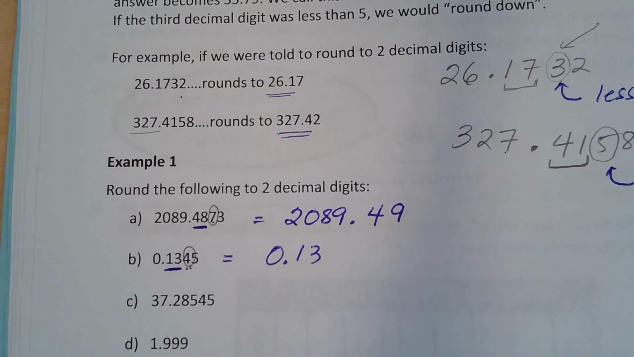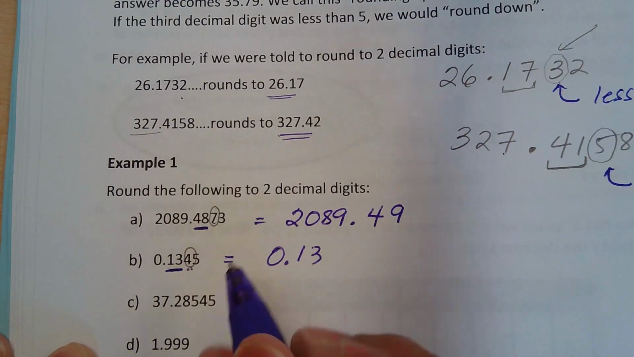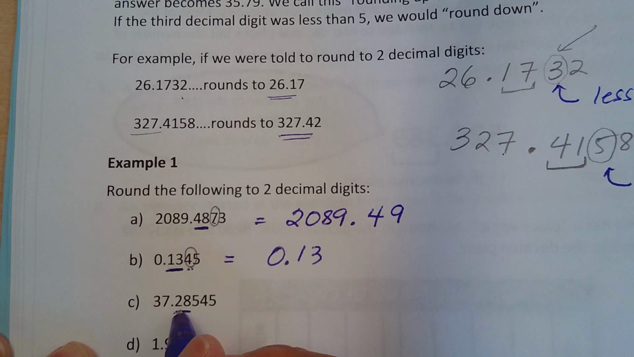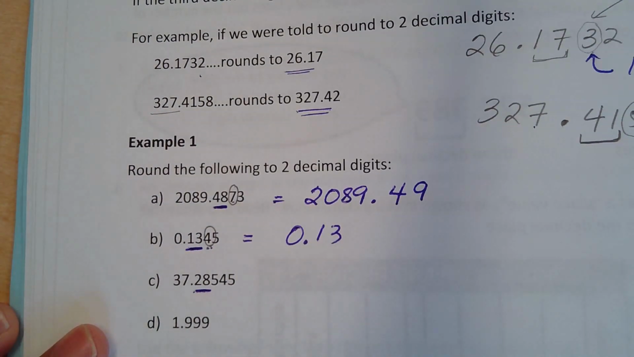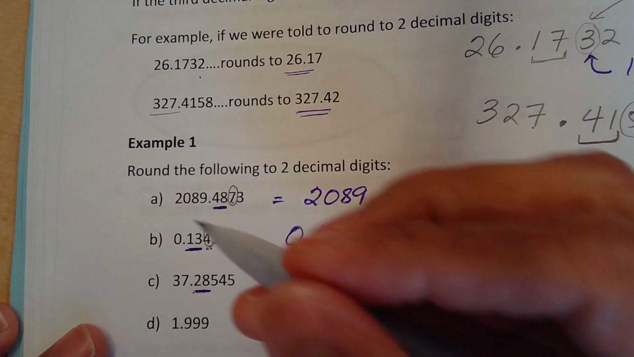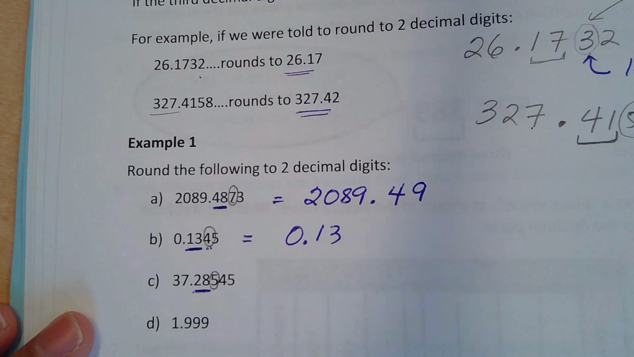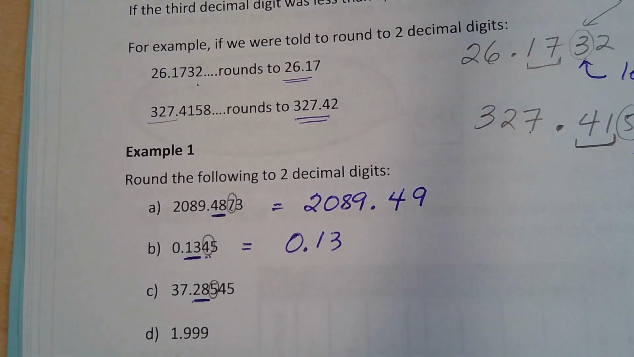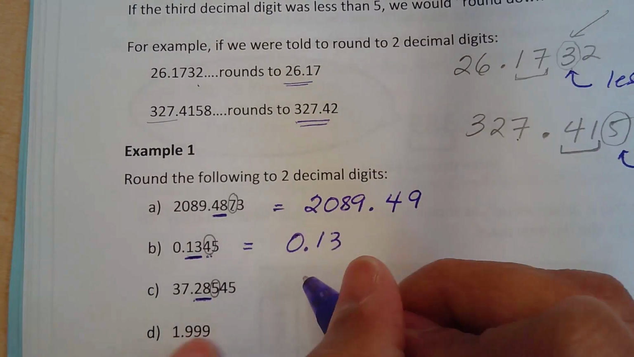Okay, good. Letter C. 2 decimal places. Right there, up to the 8. Which one are we going to look at so that we can decide? We're going to look at the 5 to help us decide. Remember, if it's 5 and up, we're going to round up. So what would this be?